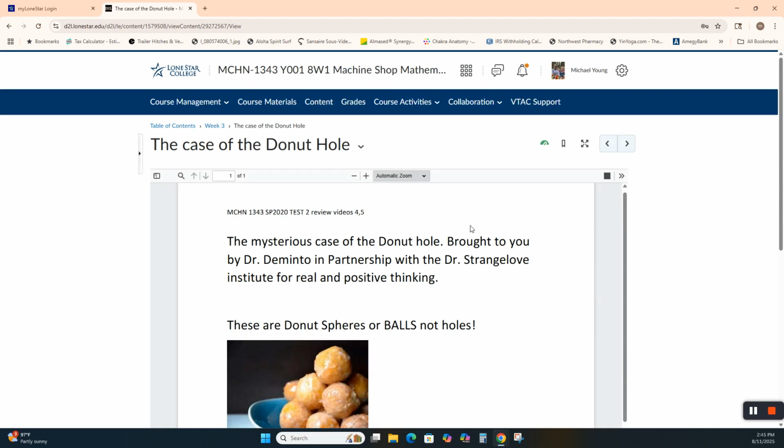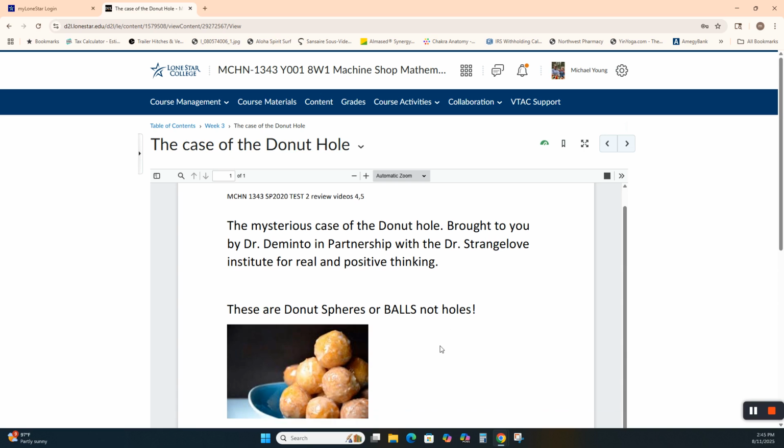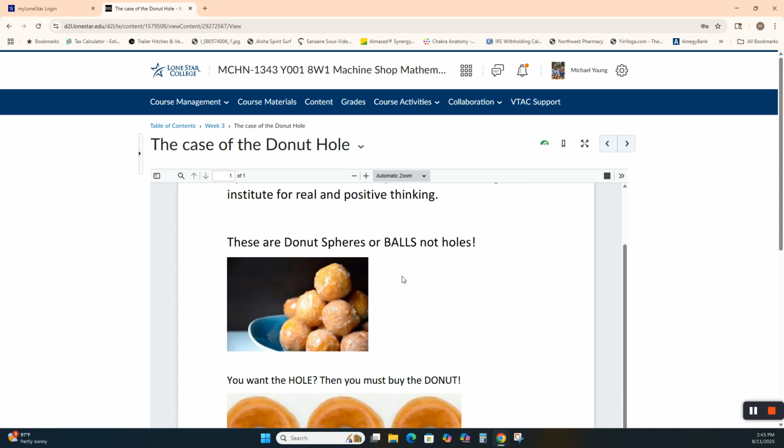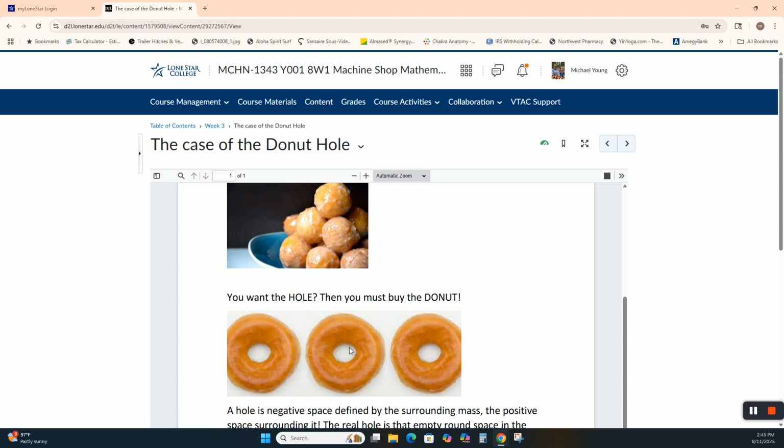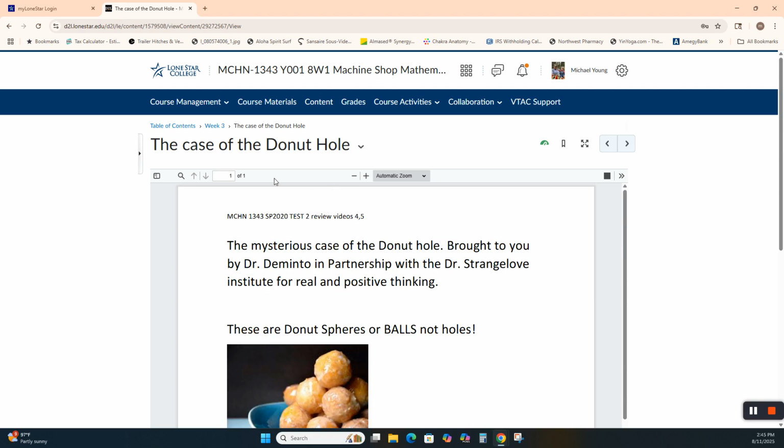Again, that's the case of the donut hole. The mysterious case of the donut hole. Brought to you by Dr. Demento in partnership with the Dr. Strangelove Institute for Real and Positive Thinking. Now, these are donut spheres or balls. That's not a hole. Yeah, they lie. That little thing in the middle, that's a hole. All right, you read that. It's attached to the review video, and we'll move on from there.